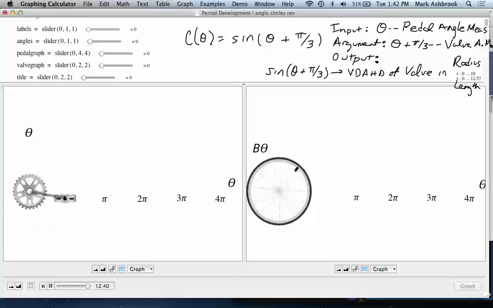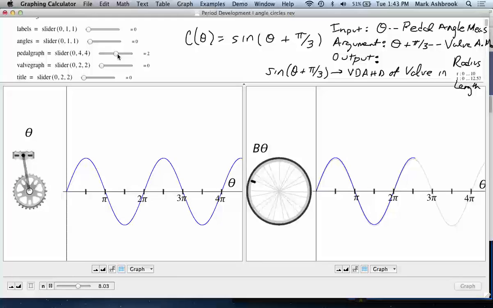Okay, so this is the idea that we have our input angle, but then our argument is a different angle, right? So these two angles are related. And like what Austin said, the valve angle is always pi over 3 ahead of the pedal angle. So sine of theta would relate to which? The pedal? If I just did sine of theta, would that relate to the pedal or the tire valve? Yeah, sine of theta is just looking at the vertical distance of the pedal. And so the blue graph is for both of them, that's sine of theta.